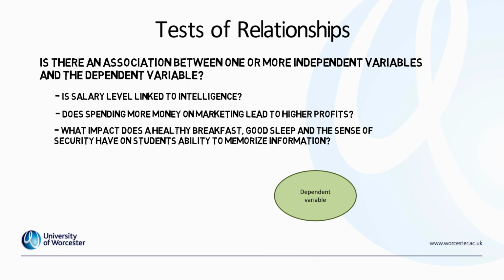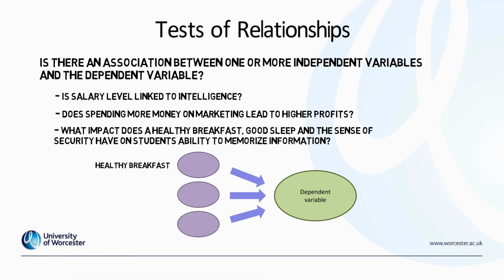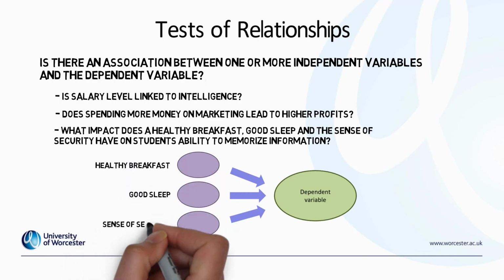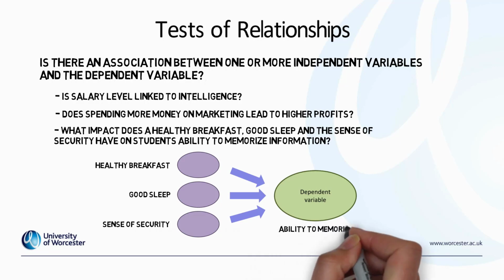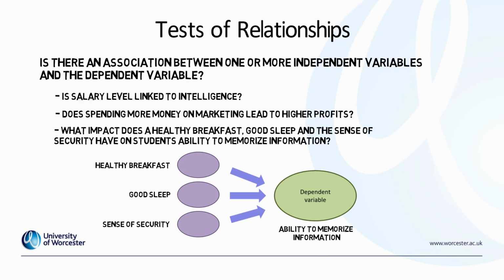In the third example, what impact does a healthy breakfast, good sleep, and the sense of security have on students' ability to memorise information? We have three independent variables. We're looking to see if a healthy breakfast, good sleep, and the sense of security can impact the ability to memorise information, which is our dependent variable.